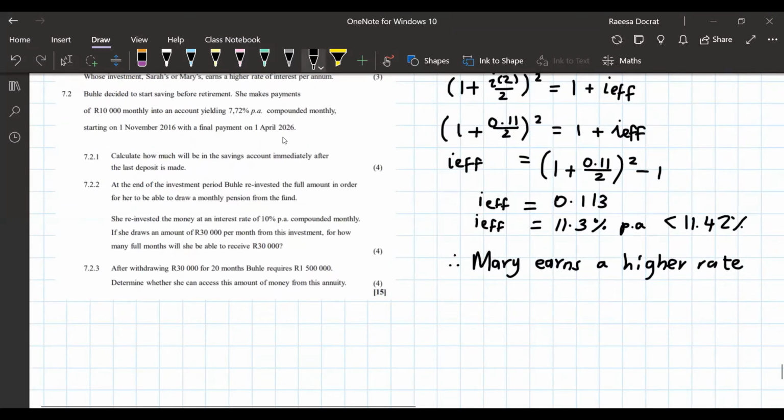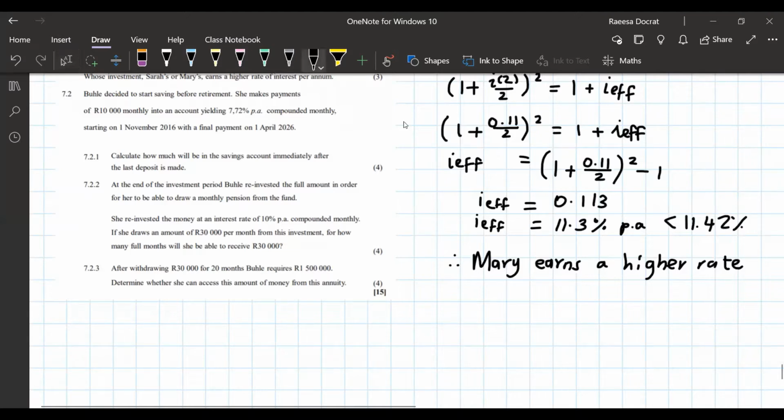It says Buhle decides to start saving before retirement. She makes payments of 10,000 Rand monthly into an account yielding 7.72% per annum, compounded monthly, starting on the 1st of November 2016, with a final payment on the 1st of April 2026. Calculate how much will be in the savings account immediately after the last deposit is made.